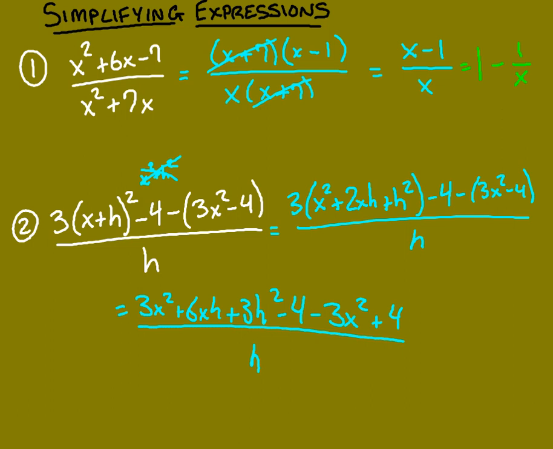What you're going to realize in these types of problems is you're going to find things that are canceling out. You have a plus 3x squared and a minus 3x squared. You have a plus 4 and a minus 4. They all cancel out. So what I have left now would be 3xh plus 3h squared. Is that correct? Yes. All over h. And now what should be left, or wait, I'm sorry, it should have been 6xh. My apologies. 6xh plus 3h squared.